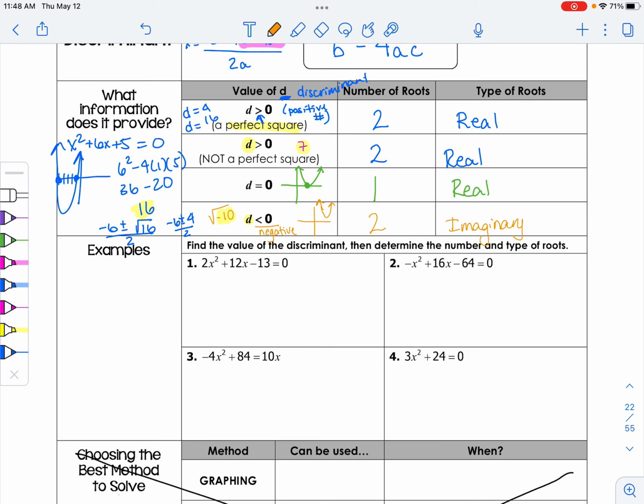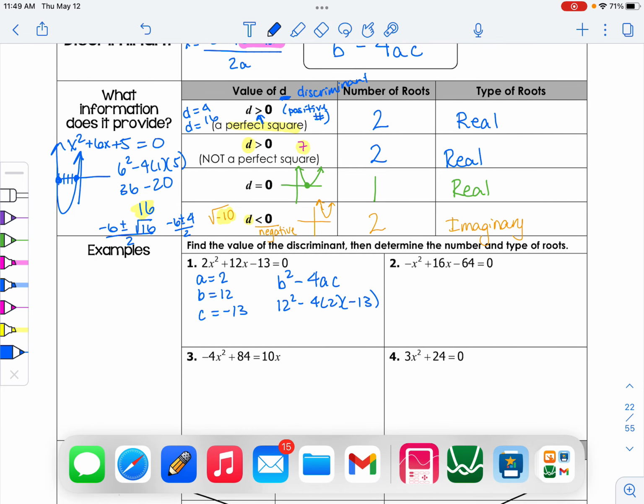So looking at this first example, I have it set equal to 0, so therefore I can pick out my a, I can pick out my b, and I can pick out my c. I can do the discriminant, so that is just the b squared minus 4ac. That would be 12 squared minus 4 times 2 times -13.